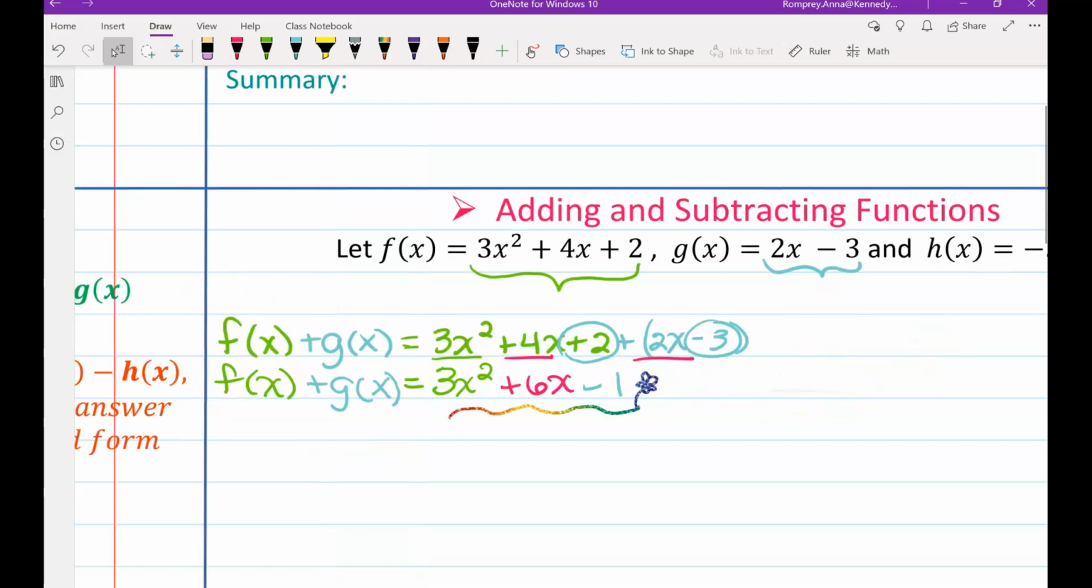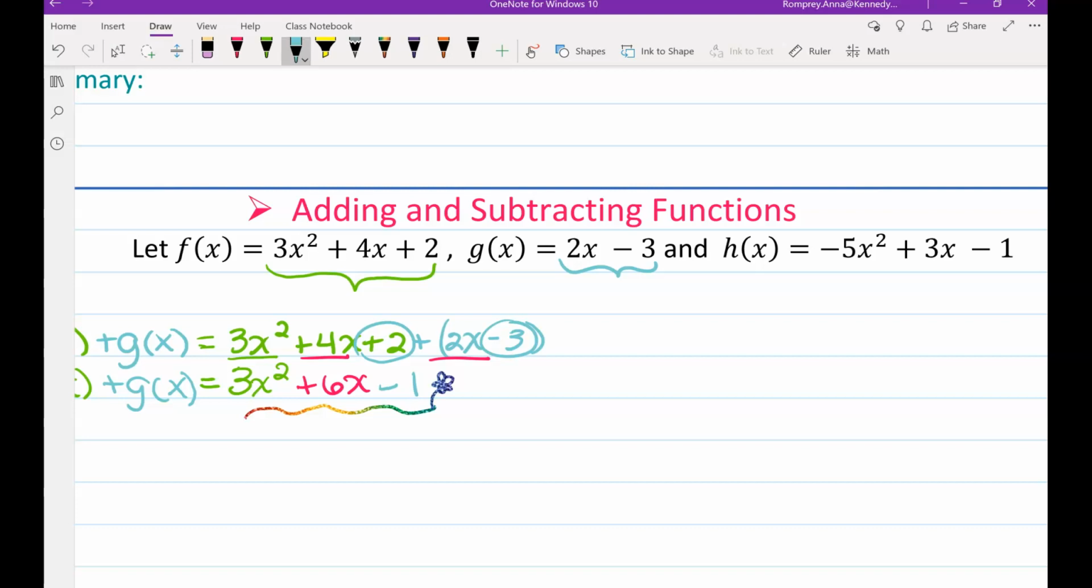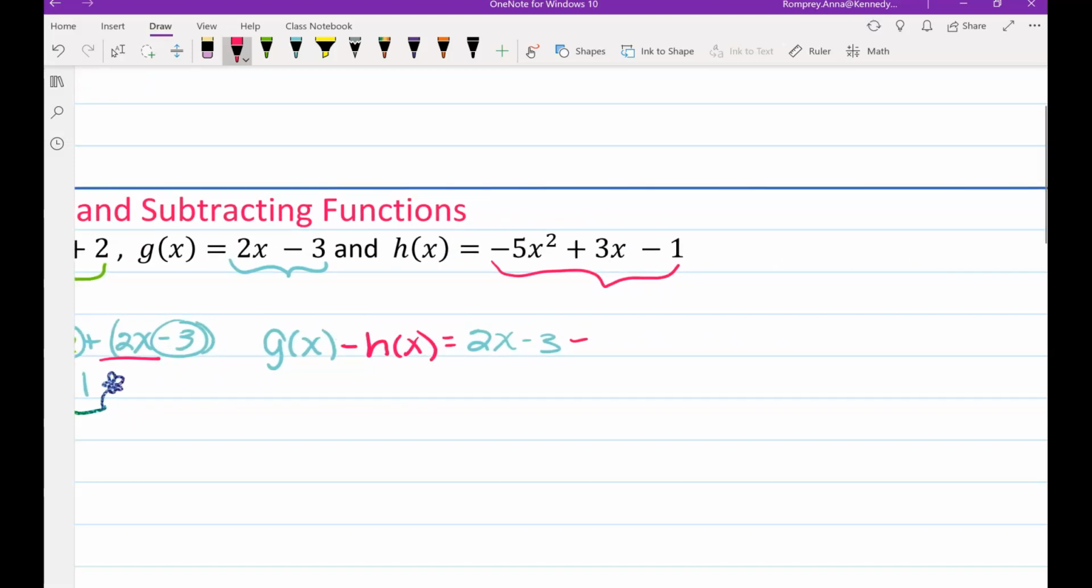Okay, so again, let's start off with g of x, and it said minus h of x. Okay, so g of x, come back up here, 2x minus 3. And we are going to subtract h of x. So negative 5x squared plus 3x minus 1. Right now, how I have this written, it is wrong.